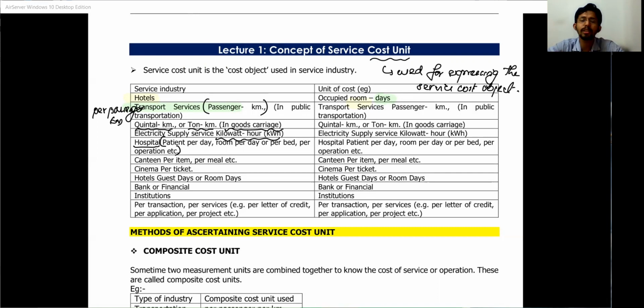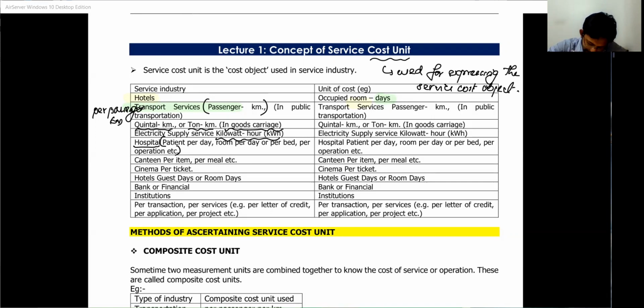Because a hospital is like a supermarket. You get various things there. You get OP consultation, IP consultation, then diagnostic services, then the procedures, surgeries, and a lot of other things, nursing care, etc. So for each service, there will be separate service units, cost units.